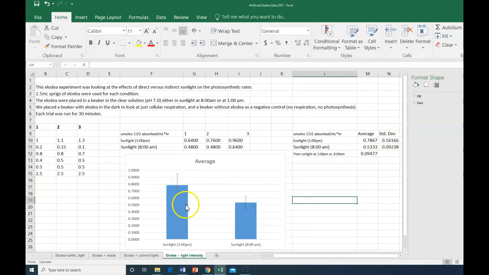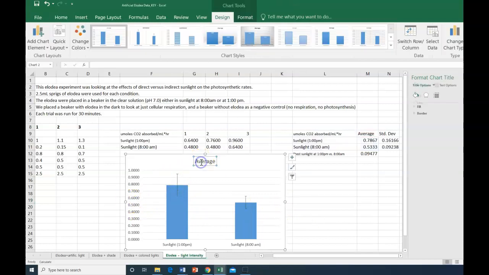All right. Last thing is you need to add all your data labels. So this average is not an appropriate title. We should have something like micromoles of CO2 absorbed by Elodea at varying times of day, something like that.